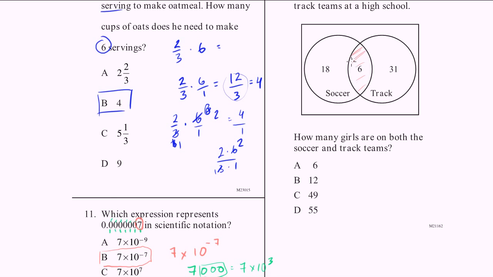There are 6 girls. This overlap region, right? Let's say that's some girl right there, she's in the soccer circle, and she's also in the track circle. And this number tells us that there's 6 of these girls. So there are 6 girls that are on both the soccer and the track teams.